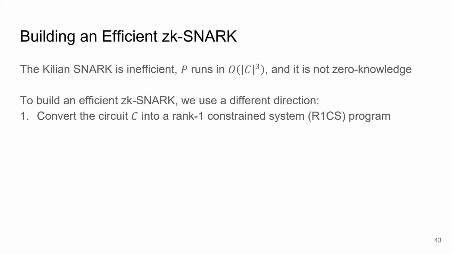None of these words are going to make sense to you right now, but by the end of this leg of the talk, it's going to make sense. The first step we have to do is convert our arithmetic circuit C into a rank 1 constraint system program, or R1CS program.